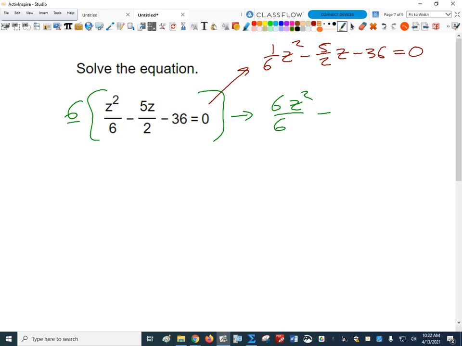It's like 6 over 1 when I multiply by 6. You multiply fractions straight across. So minus 30z over 2. If I distribute the 6 all the way over to the negative 36, I get minus 216, and anything times 0 is 0. And then I could just reduce the fraction. 6 over 6 is 1. 30 over 2 becomes 15, right? And now it looks better.